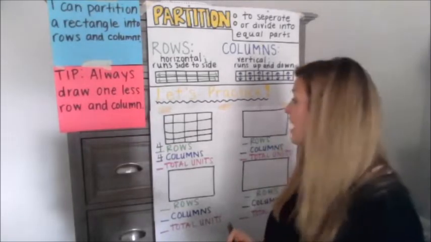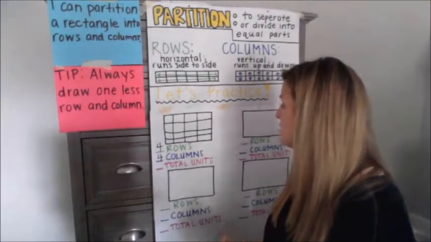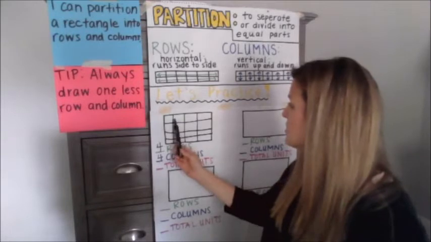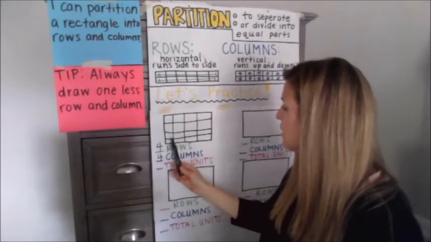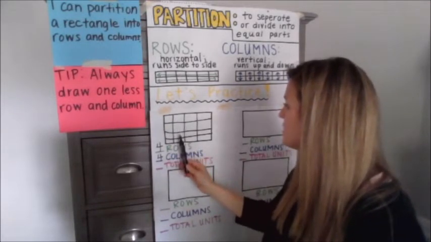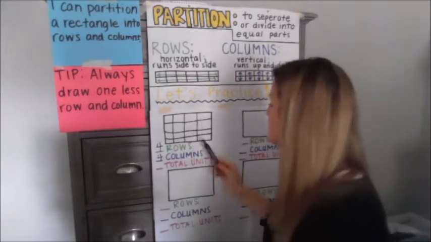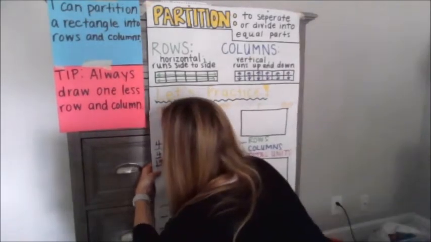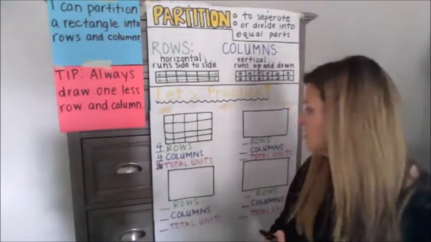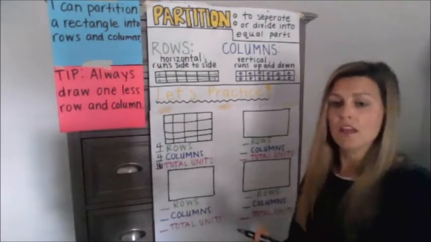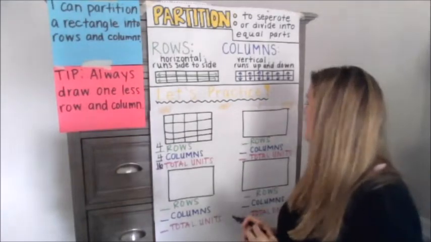All together, now we can count our units and get our total units. 1, 2, 3, 4, 5, 6, 7, 8, 9, 10, 11, 12, 13, 14, 15, 16. So now we have our 16 total units. All right, let's do another one together.